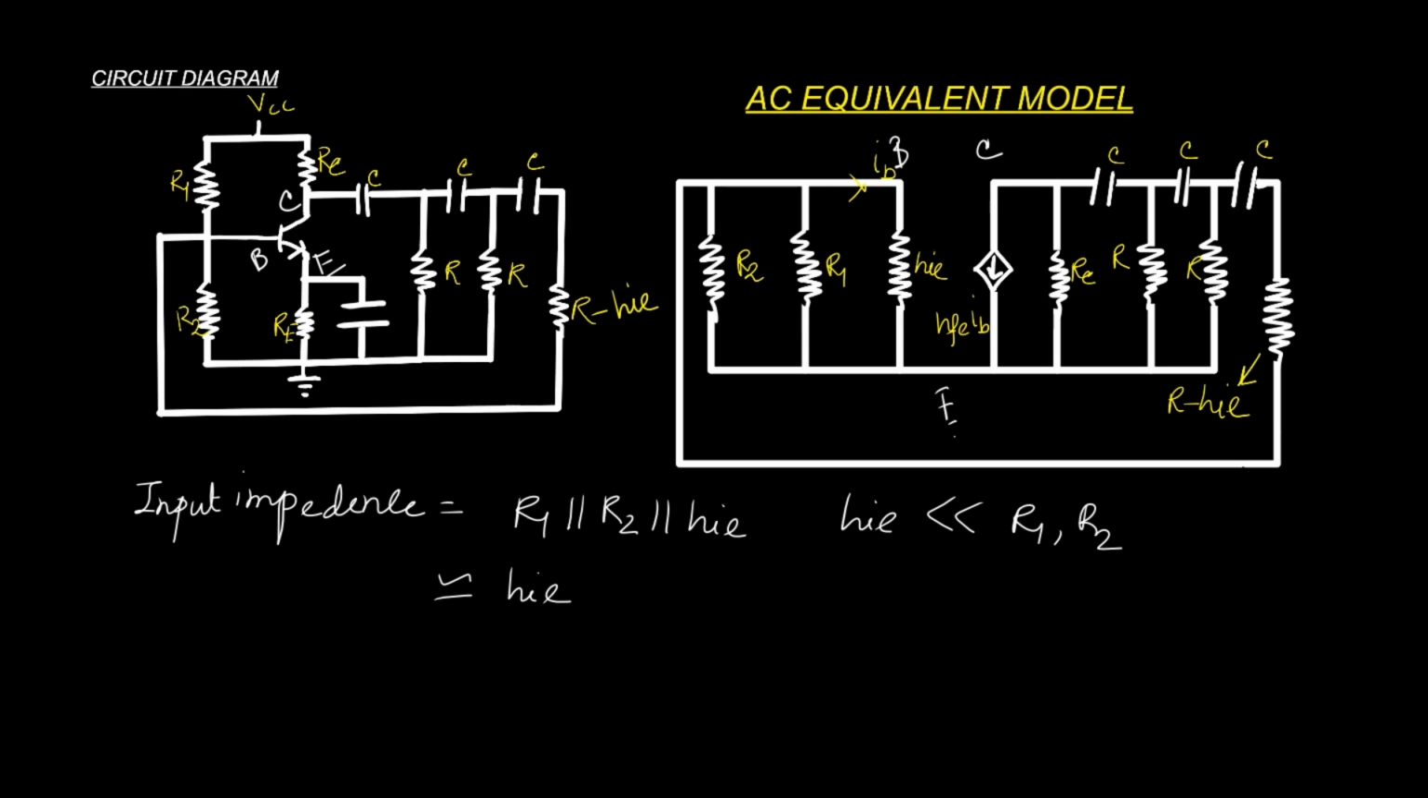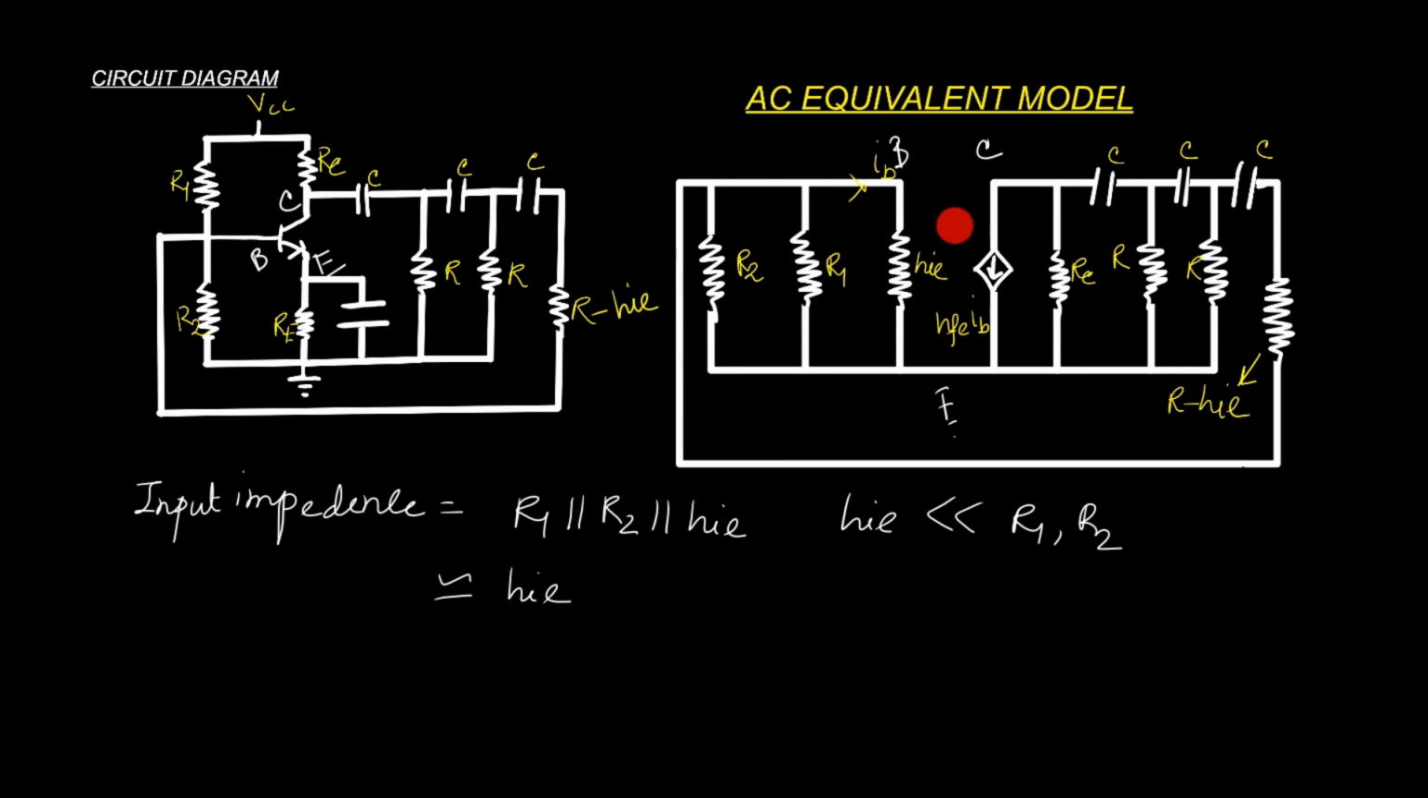So this is the circuit diagram, and we have to convert this circuit into its AC equivalent model. So this is the AC equivalent model of this circuit, and here you can see the resistor is R minus hie. Why am I taking this? You will understand it later. And you can see the R1, R2 resistors are connected between the base and emitter junctions, and the RC and the remaining RC sections are connected between collector and emitter, and the last resistor is connected between collector and base.